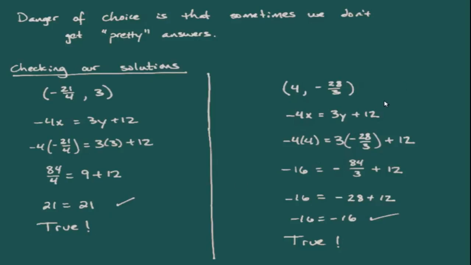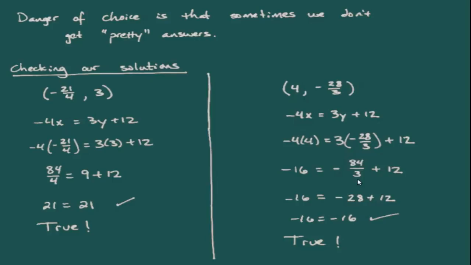For the other ordered pair, if we plug in 4 comma negative 28 over 3, our x value becomes 4, our y value becomes negative 28 over 3. So on the left-hand side, we have negative 4 times 4, which gives us a negative 16. On the right-hand side, we have 3 times negative 28 over 3, which gives us a negative 84 over 3. And then we have our plus 12.